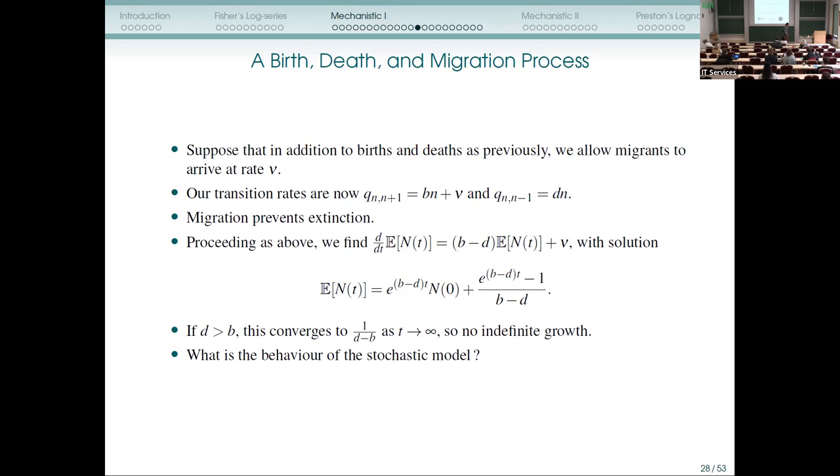If I do that, with my birth, death, and migration process, I get this simple ODE, which describes the average population size at time t. And what you notice here is that if I take t to infinity, it goes to a finite number that is neither zero nor infinite. So it's already a pretty good contender for the kind of modeling I'd like to do. It's settling down to what seems like a sensible population. It's going to be finite.